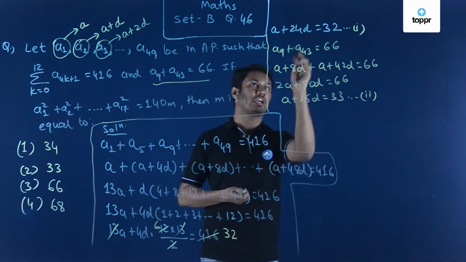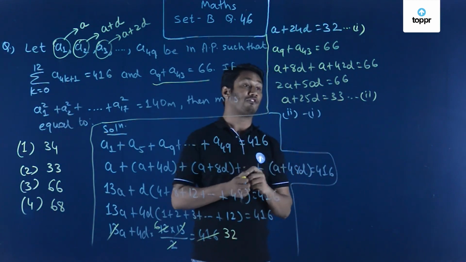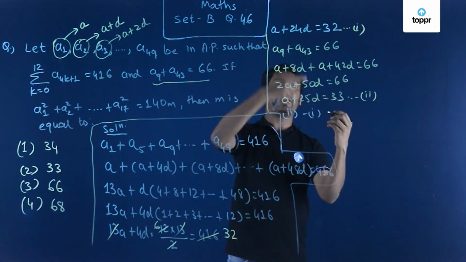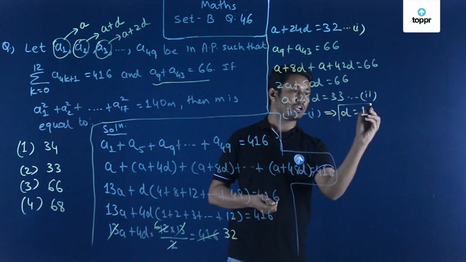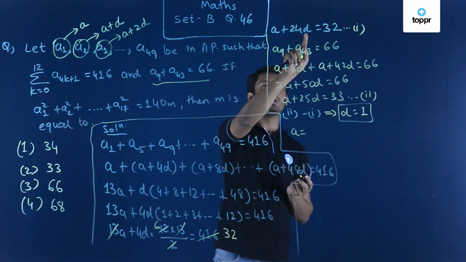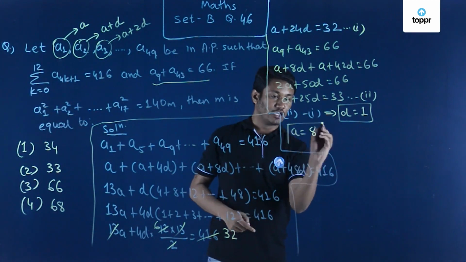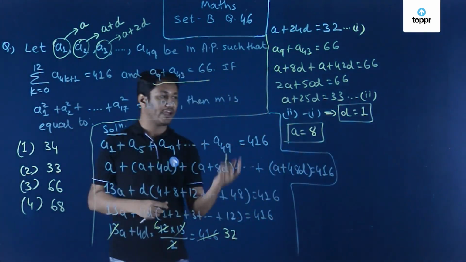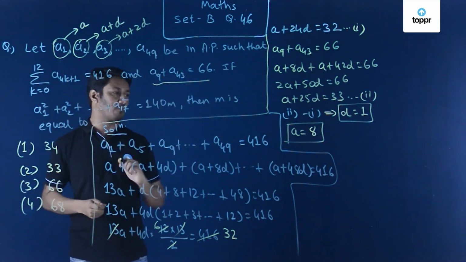So you can see that solving equations is very simple. I will simply subtract equation number 1 from 2. A will cancel out. 25 minus 24 will be nothing but D is equal to 1. So D becomes equal to 1, and this will give me the value of A also. If I put D equal to 1 here, A becomes 32 minus 24, which is nothing but 8. So the starting term is 8, and then the next term will be 9, then 10, then 11, and so on.